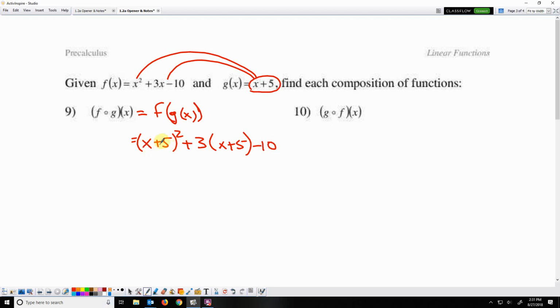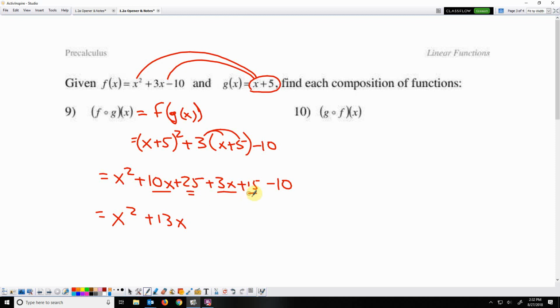So x plus 5 squared means x plus 5 times x plus 5. And that gives us the first term squared plus double the product. The product is 5x, double that is 10x, plus the second term squared. Then I can distribute and combine like terms. Got a 10x and a 3x, and then 25, 15, and negative 10 makes 30.